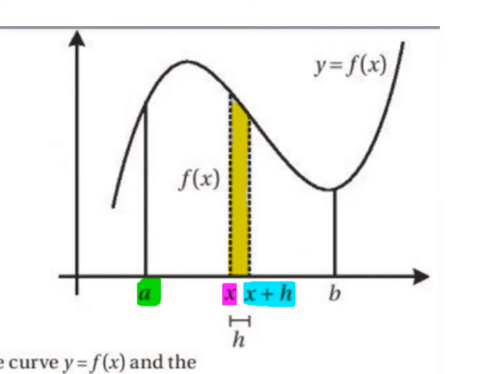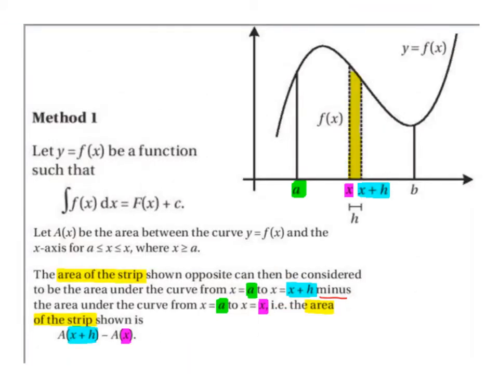So if we got the area between the curve, which is y equals f of x, and the x-axis, but specifically the area from a up as far as x plus h, so this entire area under the curve right up to this point here, and then if we subtracted the area from a up as far as x, so this area, we would be left with the area of the yellow strip. So the area of the strip is A of x plus h minus A of x.